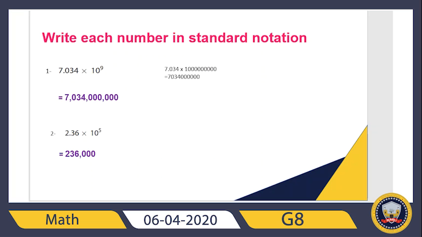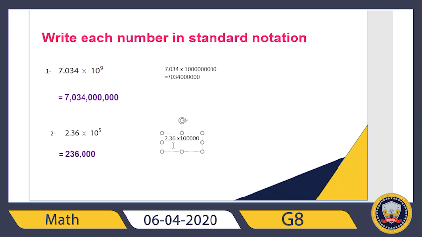Here he's asking me to write this number in its standard notation. 2.36 times 10 power of 5. 10 multiplied by itself how many times? 5 times. So 1 and how many zeros? 5 zeros: 1 2 3 4 5.